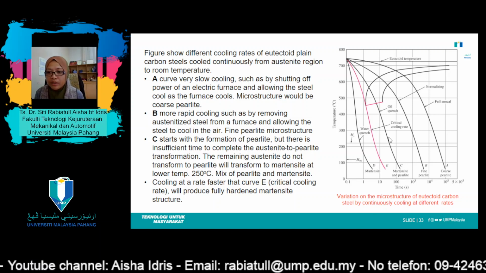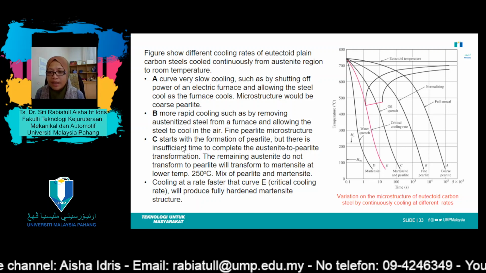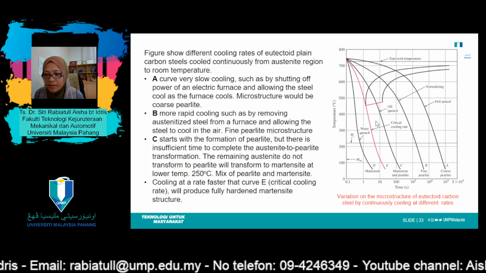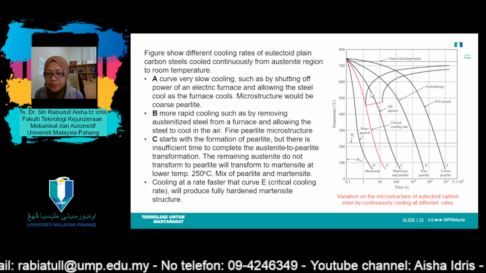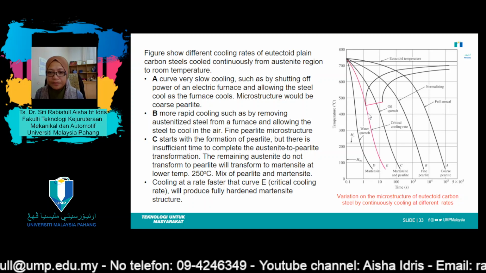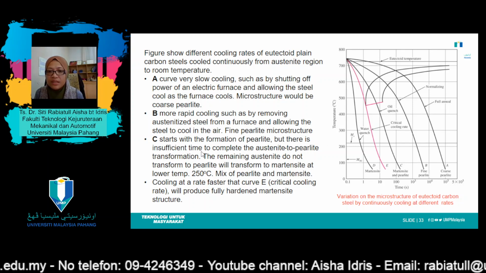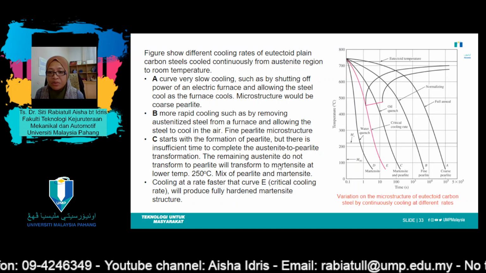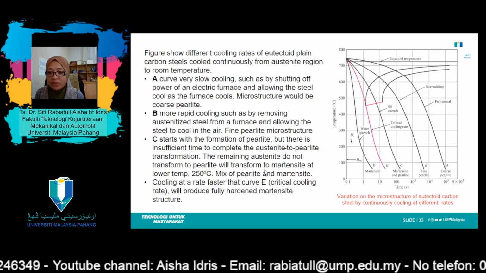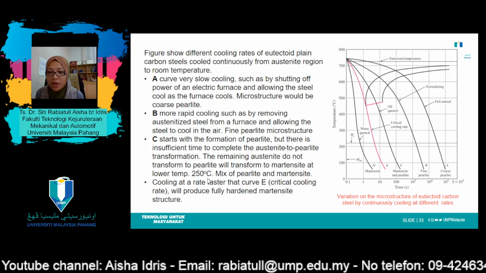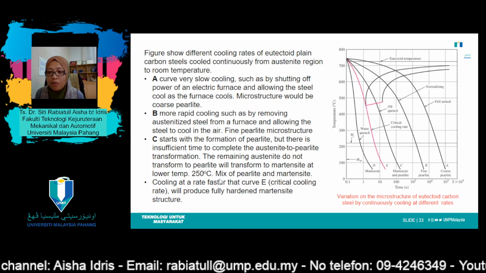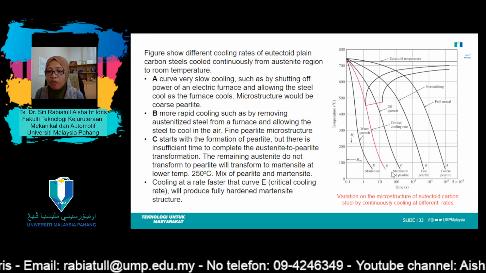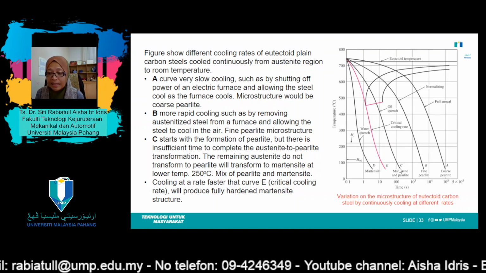And let's look at line C. Line C starts with the formation of pearlite. Reaching this point, pearlite occurs, but there is insufficient time to complete the austenite to pearlite transformation. The remaining austenite that does not transform to pearlite will transform to martensite at a lower temperature, around 250 degrees C. Therefore, for line C, we will have a combination of pearlite and martensite in it.